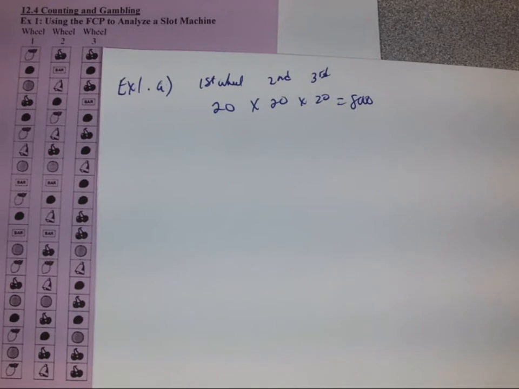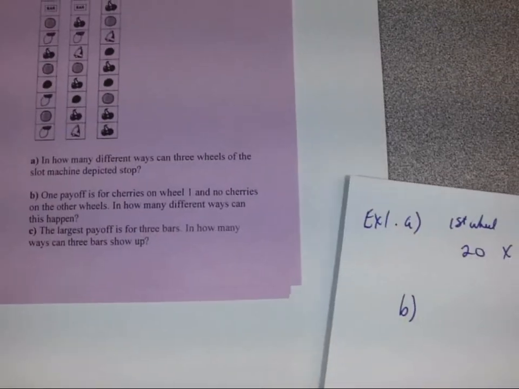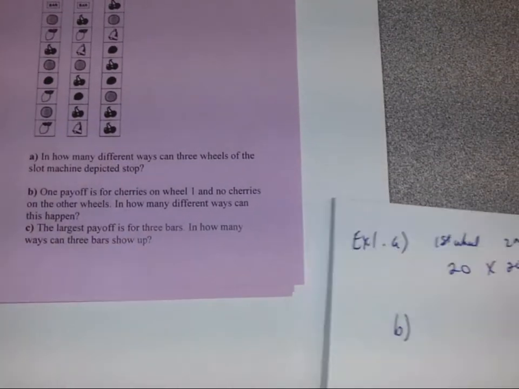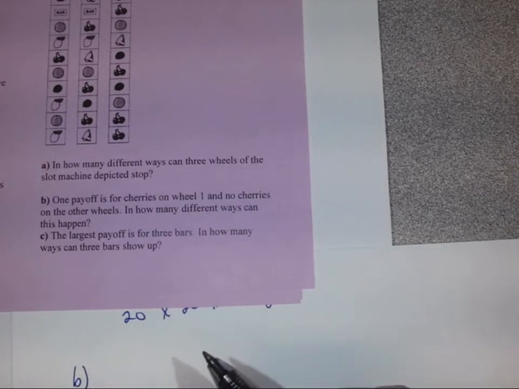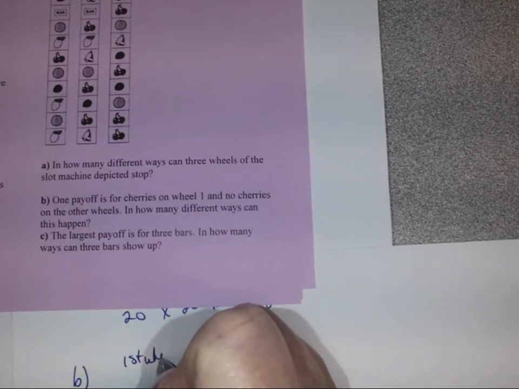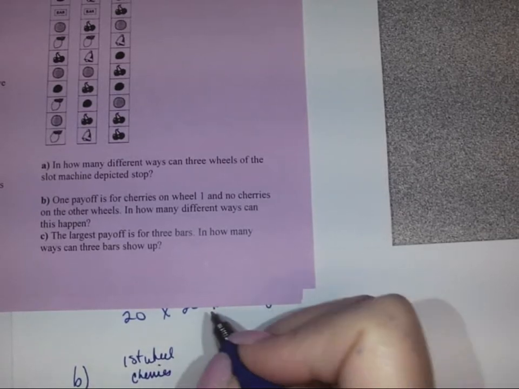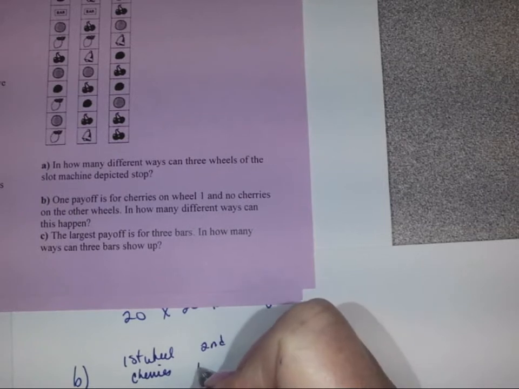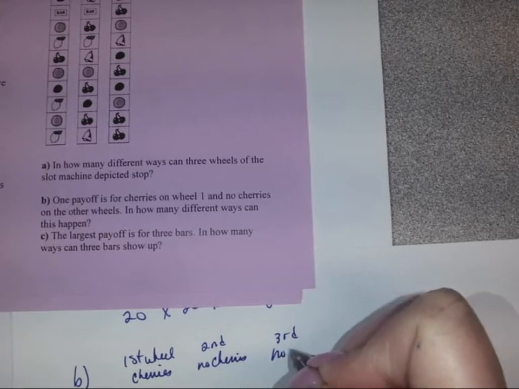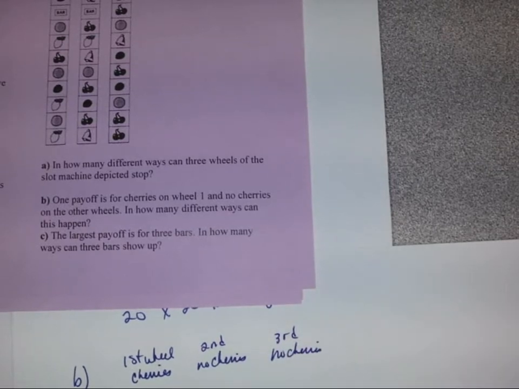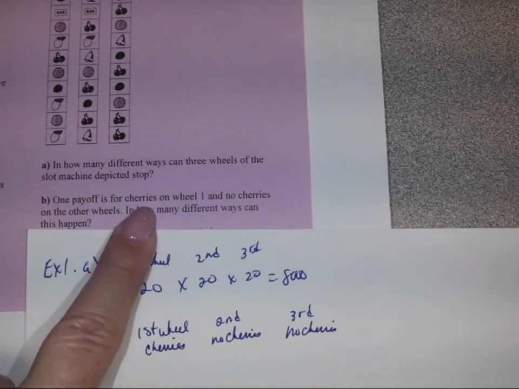All right, let's look at part B. Part B says that 1 payoff is for cherries on wheel 1 and no cherries on the other wheels. So the first wheel, we're looking for cherries. And then on the second wheel, we want no cherries. And on the third wheel, we want no cherries. So first, cherries, then no cherry, because that's what it says.